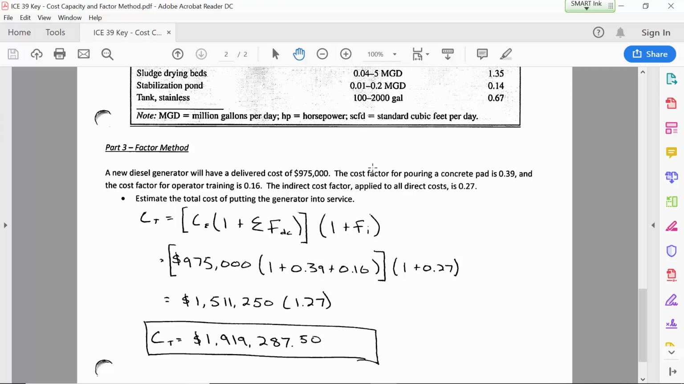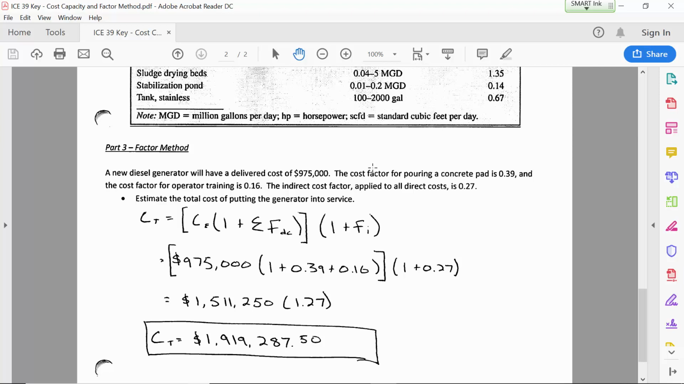All right, so on this example, what we're told is that the generator, the overall project has the cost of the generator itself, a concrete pad, operator training, and then there are some indirect costs probably related to the person who ordered it and the electricity in the building that your company works at, and all those indirect costs that also have to be accounted for whenever some new thing is purchased. And so the total cost is going to be the cost of the generator and the pad and the training.